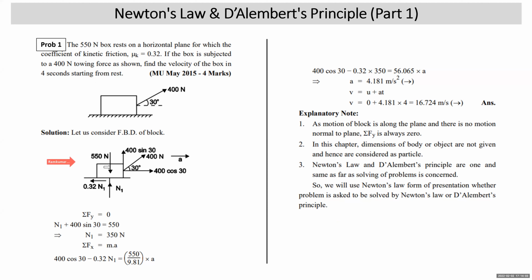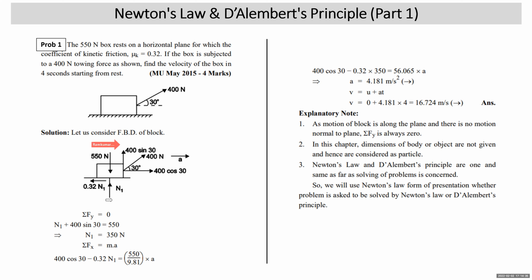When you draw the free body diagram of the block, you can see that all blocks, bodies, objects in this chapter will be given to you without dimension. That means you have to consider it as a particle, so all forces are concurrent. All right. Now we consider the FBD of the block. Weight will be vertically down, 550. Normal reaction will be there as in the friction chapter. Motion is to the right, friction is to the left. Friction is mu k times N. This 400 has been resolved into 400 cos 30 and 400 sin 30.